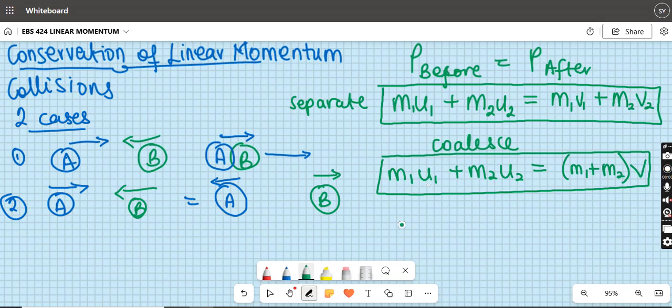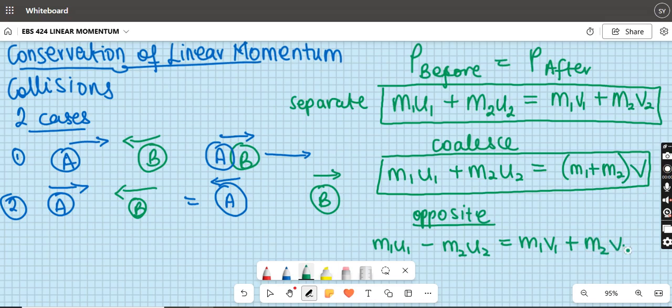Now, if the objects are moving in opposite directions before collision, as I depicted, we are going to have m1u1 minus m2u2 being equal to m1v1 plus m2v2. We are going to negate the second velocity.